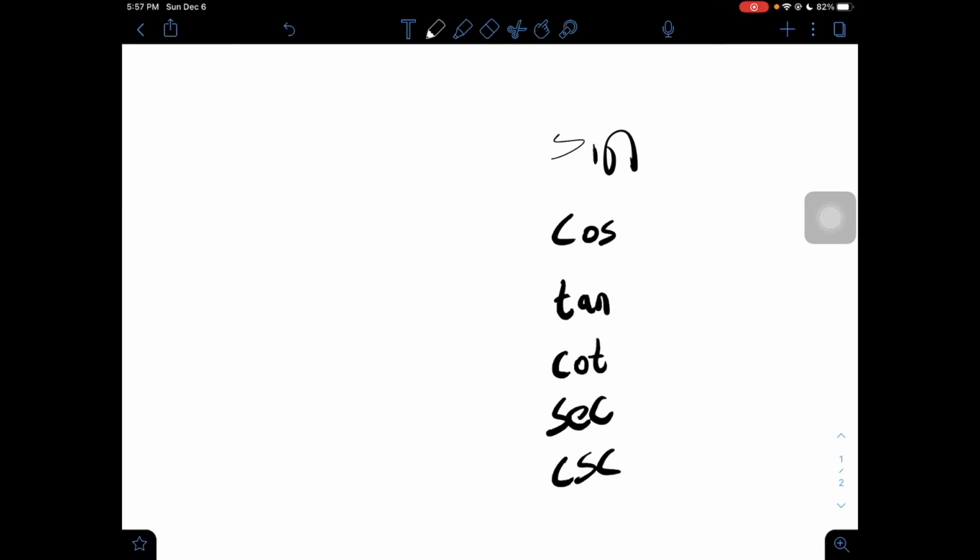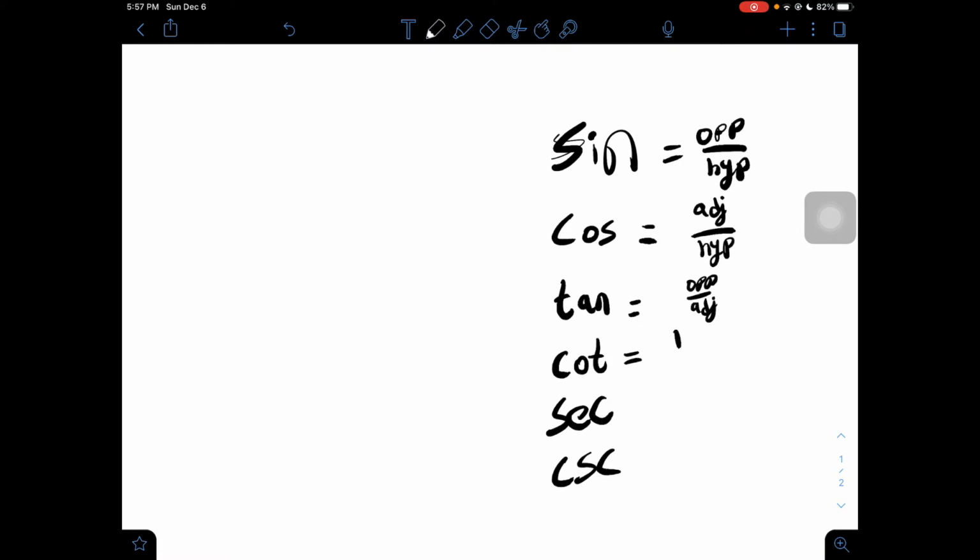Each one represents a different type of function. So sine is opposite over your hypotenuse. Cosine is your adjacent over your hypotenuse. Tan is opposite over adjacent. Cot is 1 over your tangent. And remember, your tangent is opposite over adjacent.